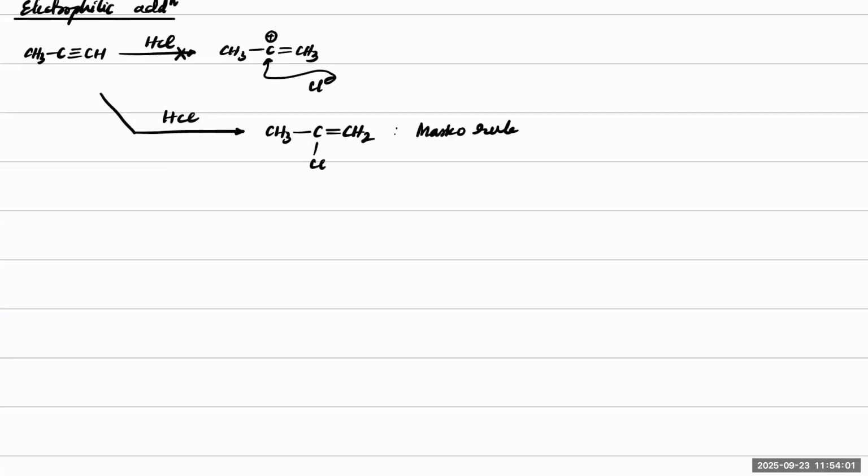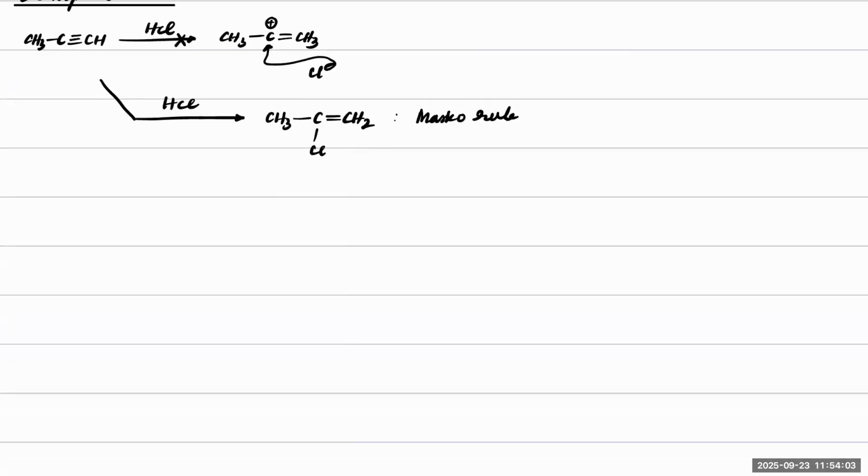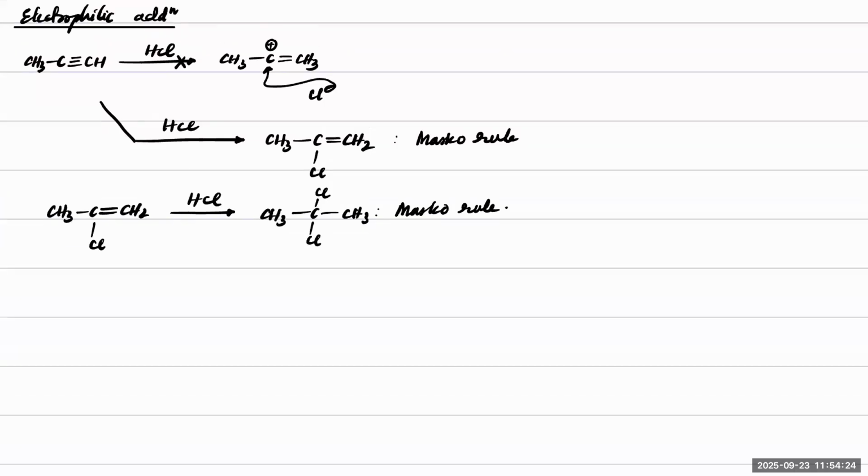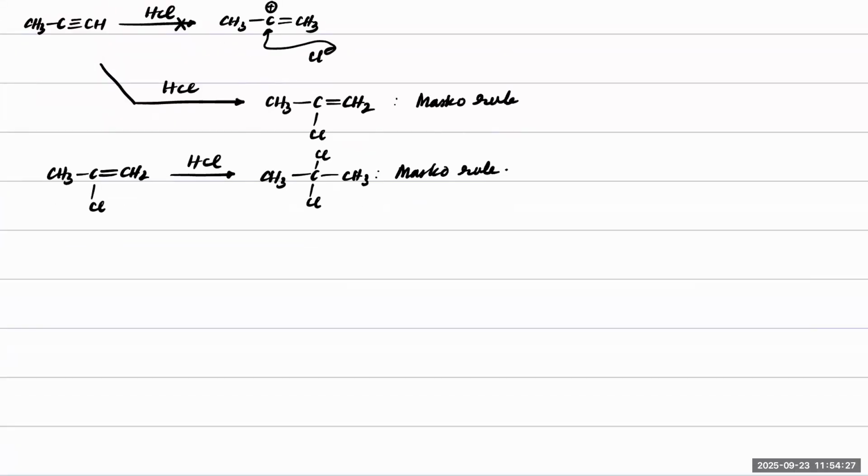Markovnikov's rule is followed. Once you get here CH3, C double bond CH2 and Cl, again if you add HCl, you will get one more chlorine on the same position as earlier where the chlorine was, again following Markovnikov's rule. Clear? So this is how the addition would take place. Two chlorines, two bromines, two halogens, everything will come at the same position here.